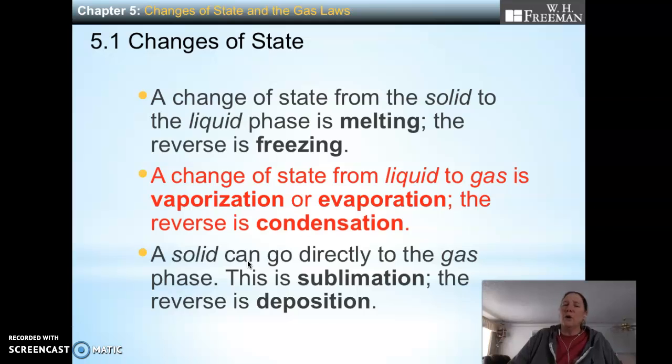And then there's some that go from a gas to a solid, and that's called deposition. Okay, and that happens with some of the atmospheric gases, things like that. But again, these aren't very common. They're much less common than your standard evaporation and condensation and things like that.